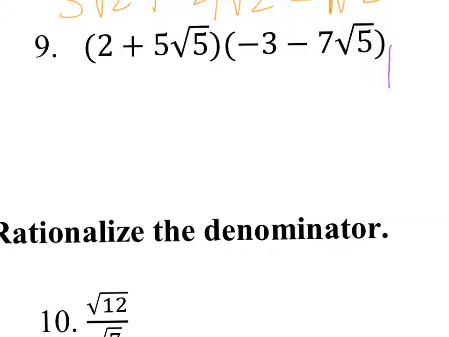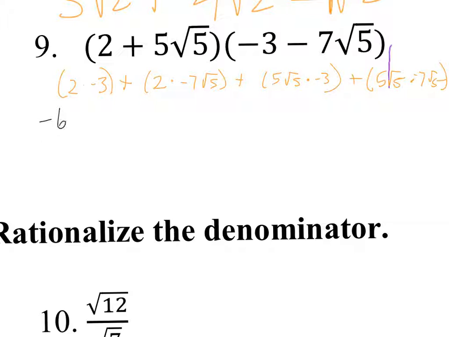First, outside, inside, last. First, outside, inside, last. Again, if this is difficult for you, you should write down exactly what's being multiplied. So first would be 2 times negative 3. If you're doing it this way, put a parentheses and then put plus. It would be 2 times negative 7 square root 5 plus inside 5 square root 5 times negative 3. It's very important that when you do something like this that you are staying nice and organized. 5 square root 5 times negative 7 square root 5. So this would be writing out the long way.